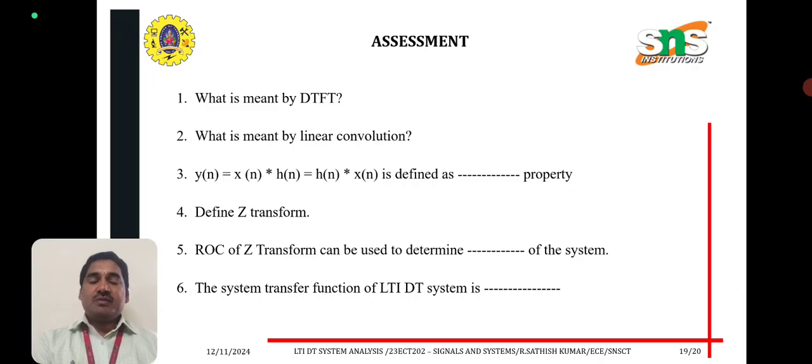Define Z transform. Z transform is defined as X of Z is equal to summation n is equal to minus infinity to plus infinity X of n into Z power minus n. ROC of Z transform can be used to determine the causality of the system. The system transfer function of linear time invariant DT system is H of Z is equal to Y of Z divided by X of Z.